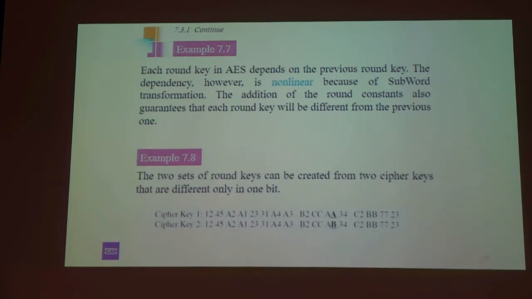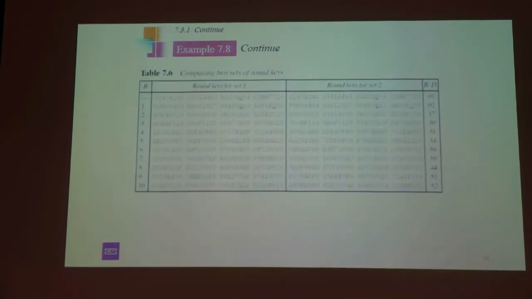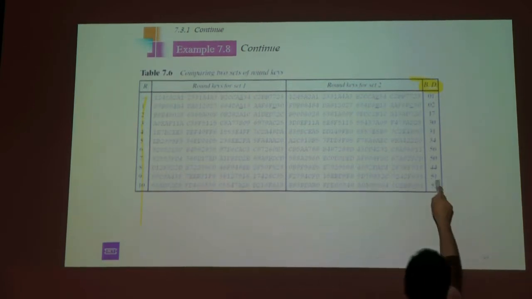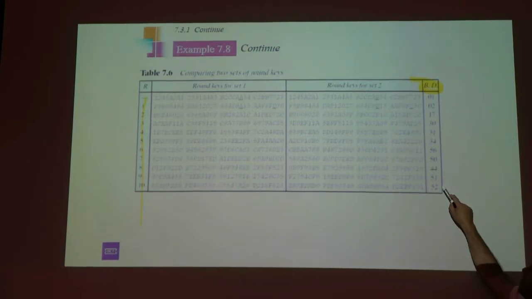Take a look at example 7-8. In here you have key 1 and key 2, with only a difference of one bit. The same exact key, we just changed how many bits? One bit. So let's use it to generate the keys, not encrypt, generate the keys. Look at the rounds, and this is a bit different. You see how many bits are different, just by changing one bit in the key? In round 10, how many bits are different? 52, 51, 44.